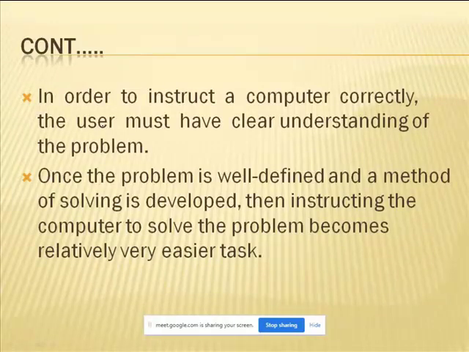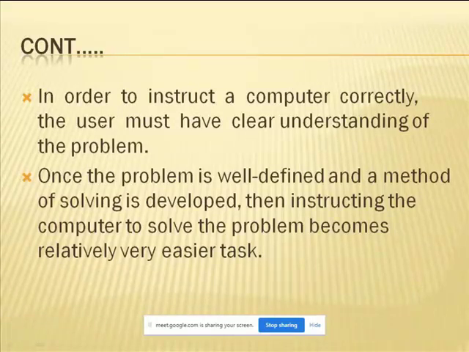When the user gives the instruction in the form of input, the system receives it and converts it into machine level language. So before going to perform the task on the computer, the user has to understand the problem clearly. Then only will he work on the computer and give the right instructions. And next, once the problem is well defined and a method of solving is developed, then instructing the computer to solve the problem becomes a relatively very easy task.